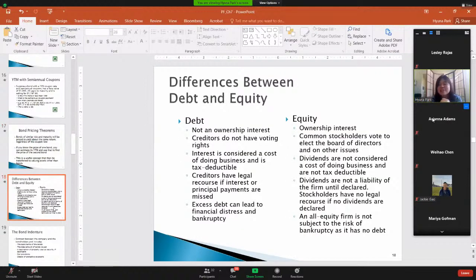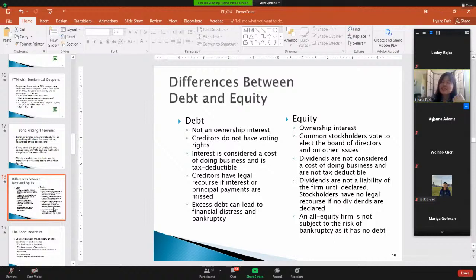The remaining slides cover a lot of the theories behind bond valuation and stock valuation. These slides are telling you the differences between bonds and stocks: issuing bonds versus issuing stocks, and buying bonds versus buying stocks. Big difference: bonds are not ownership interest, but stocks are ownership interest. Creditors don't have voting rights, but common stockholders vote. And interest payment is tax deductible, but dividends are not.